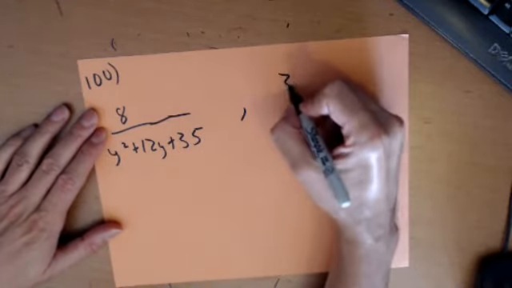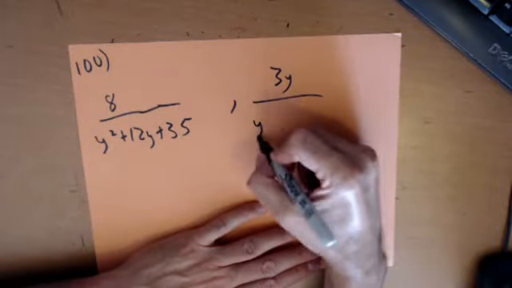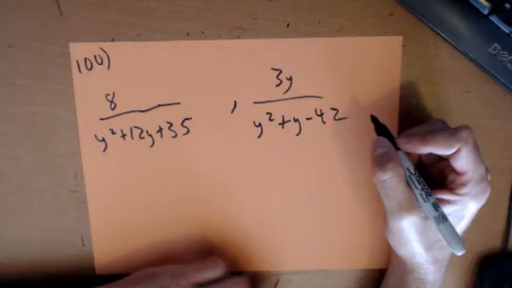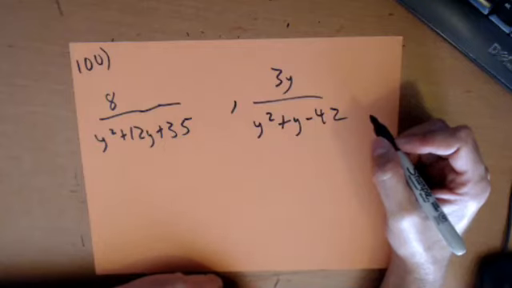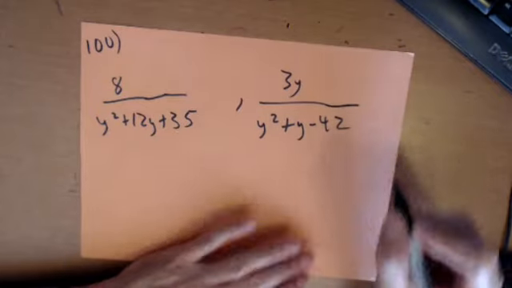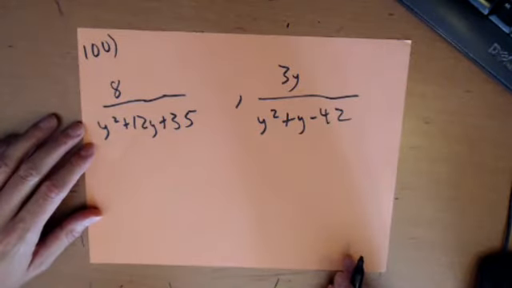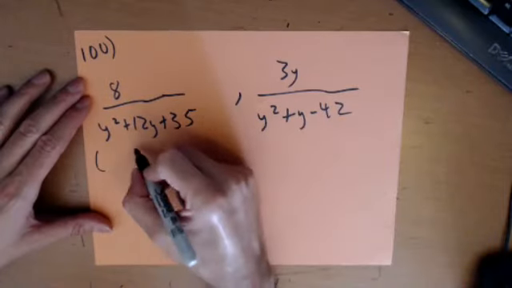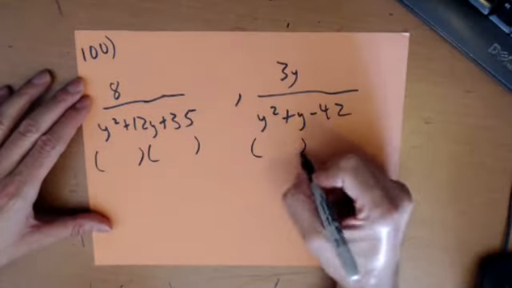And what if you have 3y over y squared plus y minus 42? Okay, in the following exercises, find the lowest common denominator and rewrite them as equivalent rational expressions with the lowest common denominator. Okay, we're trying to get the denominators the same. So again, it's going to help if you're getting good at factoring. So you do the x method, I'm going to do the guess and check.